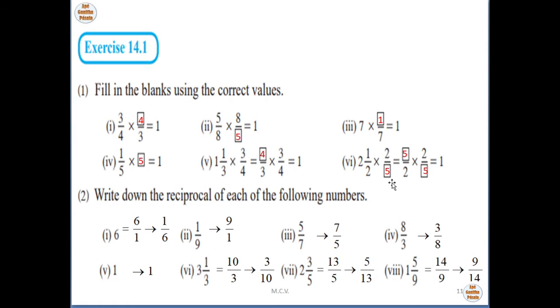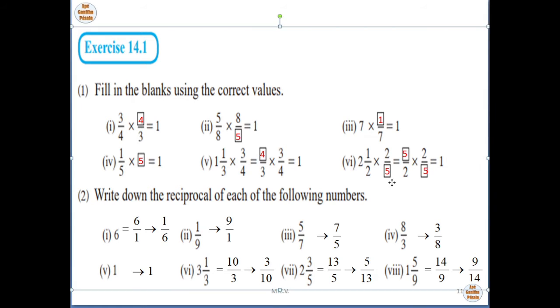Sixth one, 2 and 1 over 2. Convert that mixed number into an improper fraction. 2 into 2, 4. 4 plus 1, 5. 5 over 2. Then 5 over 2 multiplied by 2 over 5 is 1. Then you have to fill the blanks like I have filled in the given slide.